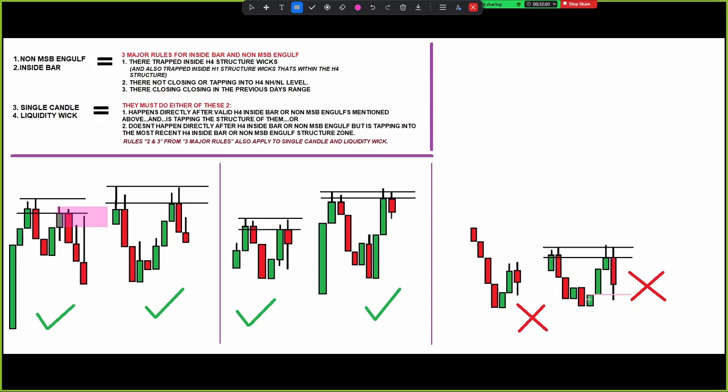This here is tapping into this new high level, so price will probably just retrace, maybe have a small sell-off and then continue bullish.